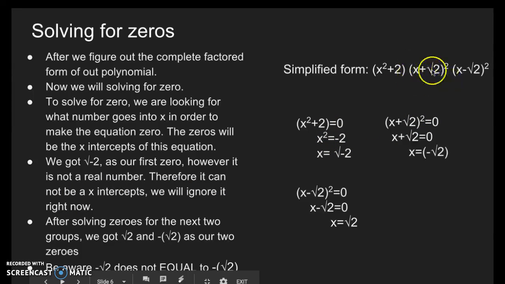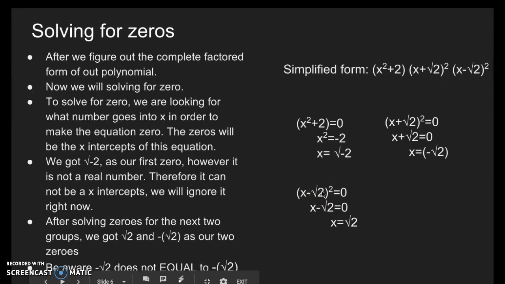Let's go with the second group. (x plus square root of 2) in parentheses squared equals 0. Now take the square root on both sides, and the square root of 0 is still 0. Now x plus square root of 2 equals 0, so we subtract square root of 2 on both sides. So now we will have x equals negative square root of 2. Notice how I use parentheses around the negative and the square root sign. It is not the same as negative square root.